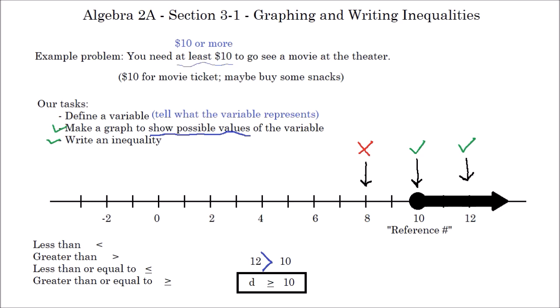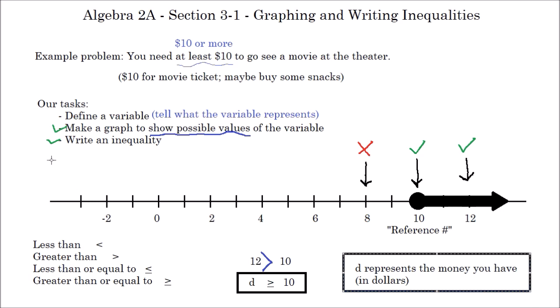And again, you can do these 3 things in any order that you want to. You can define the variable first if you want, then make the graph, then write the inequality. The order doesn't matter. But now that I have that variable d, what does d represent here? Well, d represents the money that we have. So there we go. d represents the money you have in dollars. That is the last part of this.